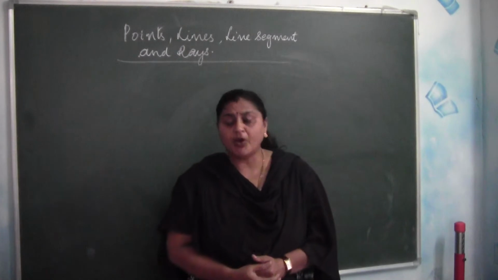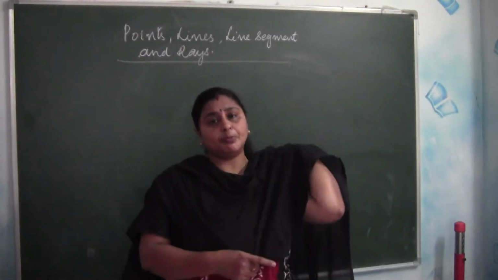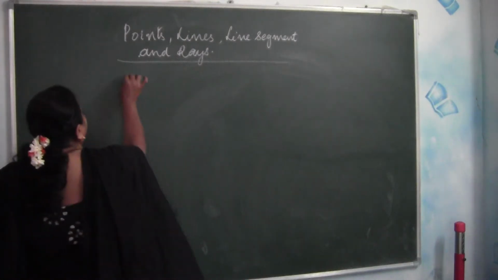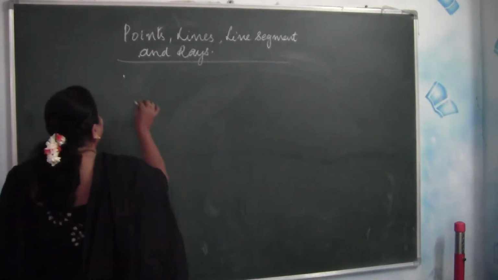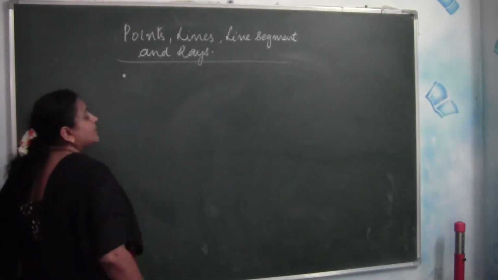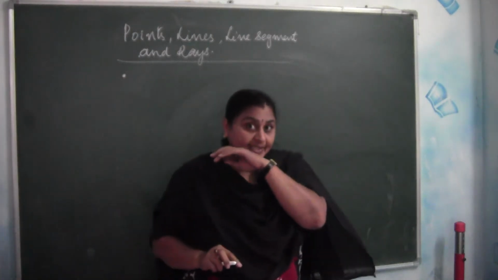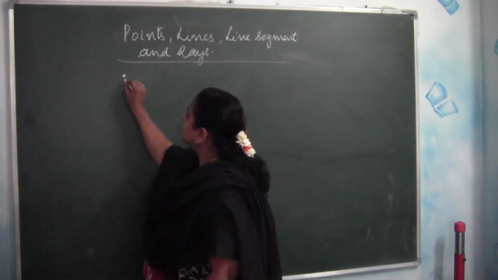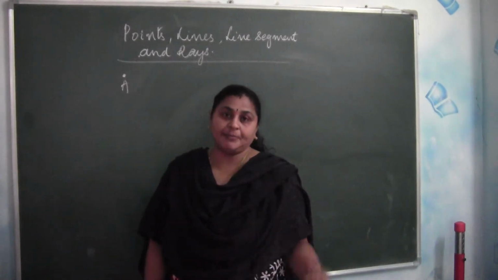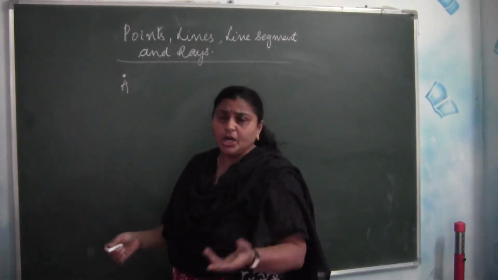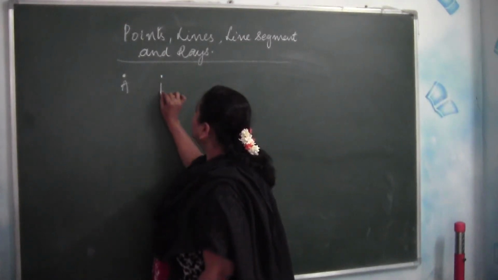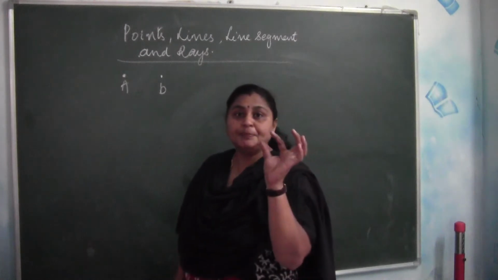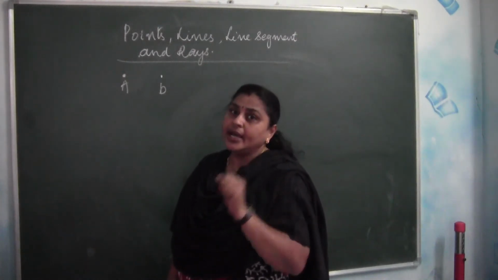So coming to point. What do you mean by a point? Yes children? Simple, a dot. A dot is nothing but a point. And we use capital letters, uppercase alphabets or lowercase alphabets to name the points. Okay, a simple dot denotes the point.